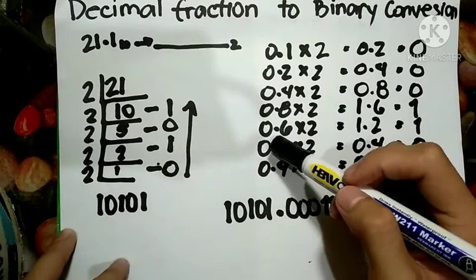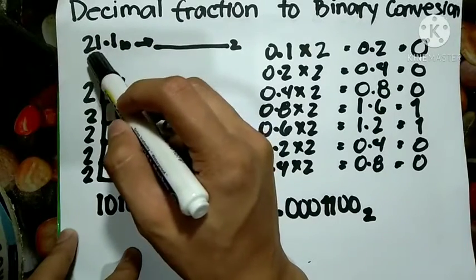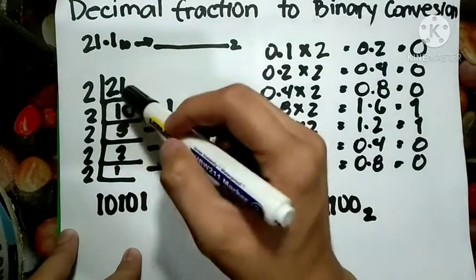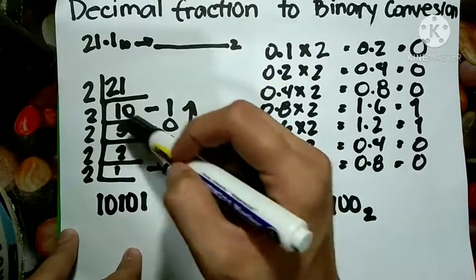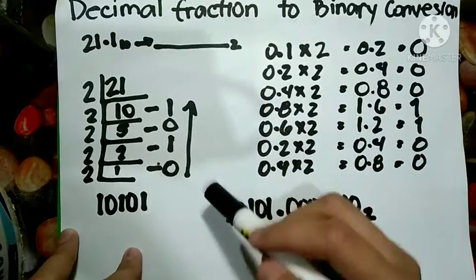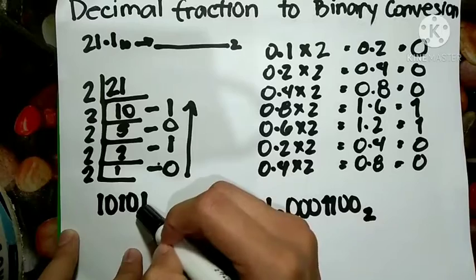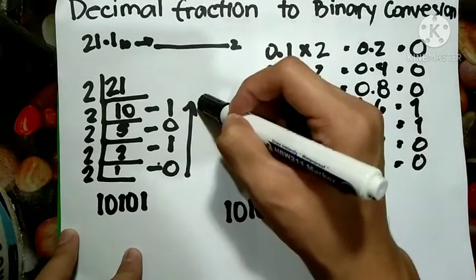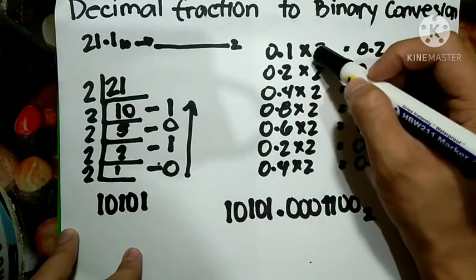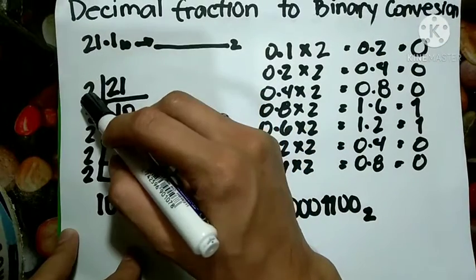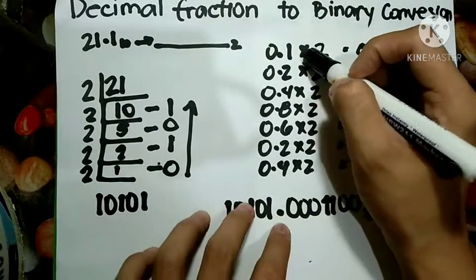So let's recall what we've done here. We separate the whole number from the decimal of the 21.1, then divided the whole number by 2. 21 divided by 2 is equal to 10, and so on. Then we got this answer, 10101. We wrote this number from bottom to top. And to its decimal, the 0.1, we multiply it by 2. Unlike the whole number, which we divide by 2, we do the opposite here.